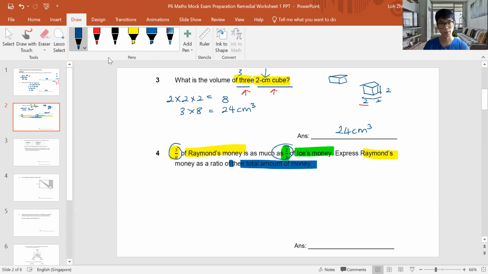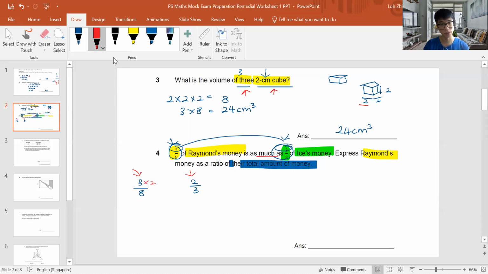So now we say that this 3 over 8 is the same thing as this 2 over 3. So the first thing we need to do is make sure this on top, which we call the numerator, should be the same. So 3 over 8 and this 2 over 3. We need to make sure that this and this is the same. That's why they say it's as much as, right?